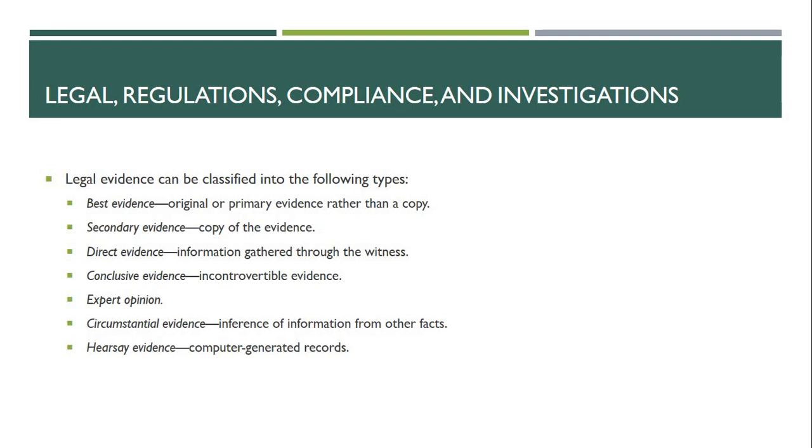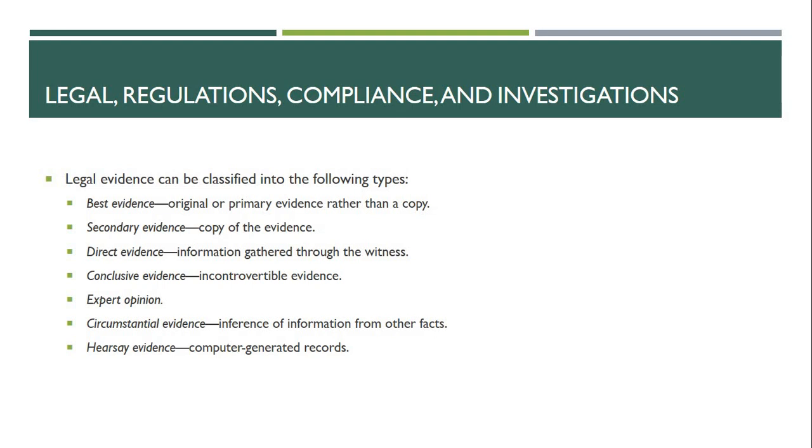So we have here the best evidence. When we say best evidence, this is the original or primary evidence rather than a copy. Secondary evidence is a copy of the actual evidence. Direct evidence is information gathered through a witness. Then conclusive evidence is incontrovertible evidence. This is your sworn statement, where you say that everything you are stating is true.